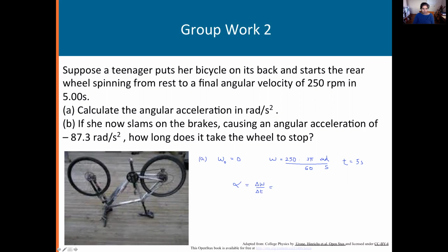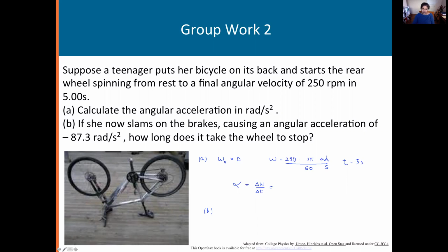And what happens in part B? In part B, if she now slams on the brakes, causing an angular acceleration of negative 87.3 radians per second squared, how long does it take the wheel to stop? Okay. So this time we need to find T.